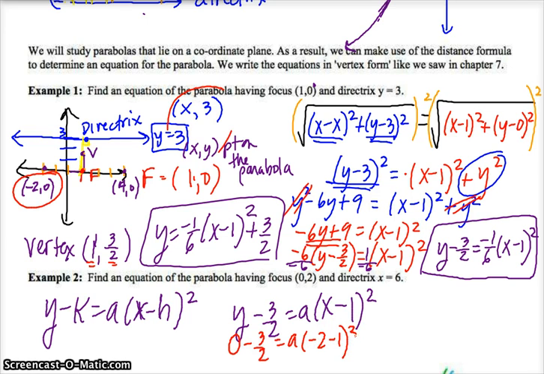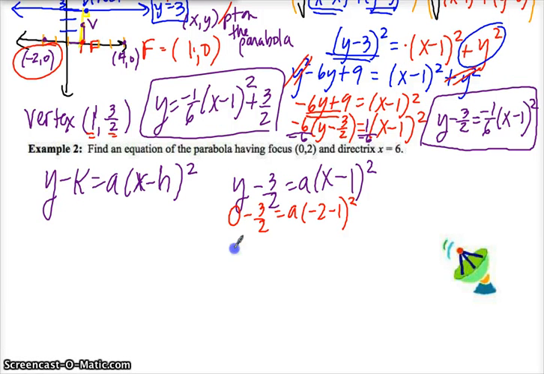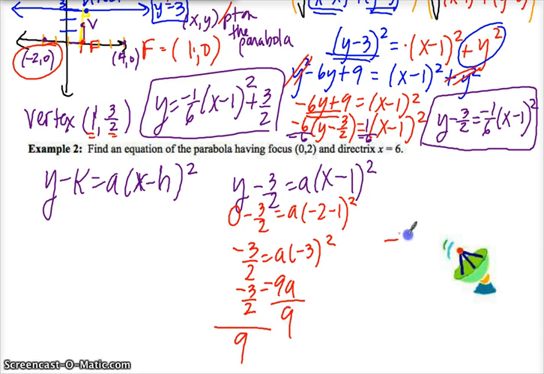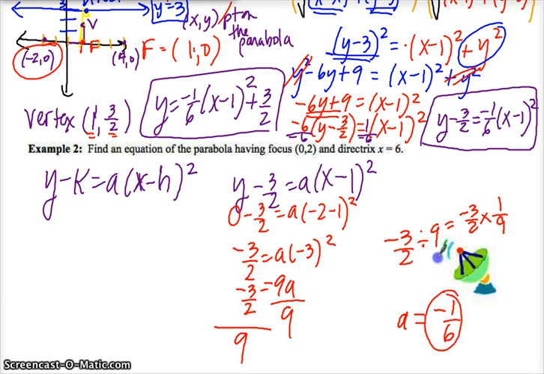Okay, look how easy this is. So I do negative 3 halves equals a times negative 3 squared. Negative 3 squared is 9. 9a equals negative 3 halves. Divide each side by 9. Negative 3 halves divided by 9 is the same as multiplying by 1/9. So a equals negative 1/6. Hey, that looks familiar. That's what we got there.